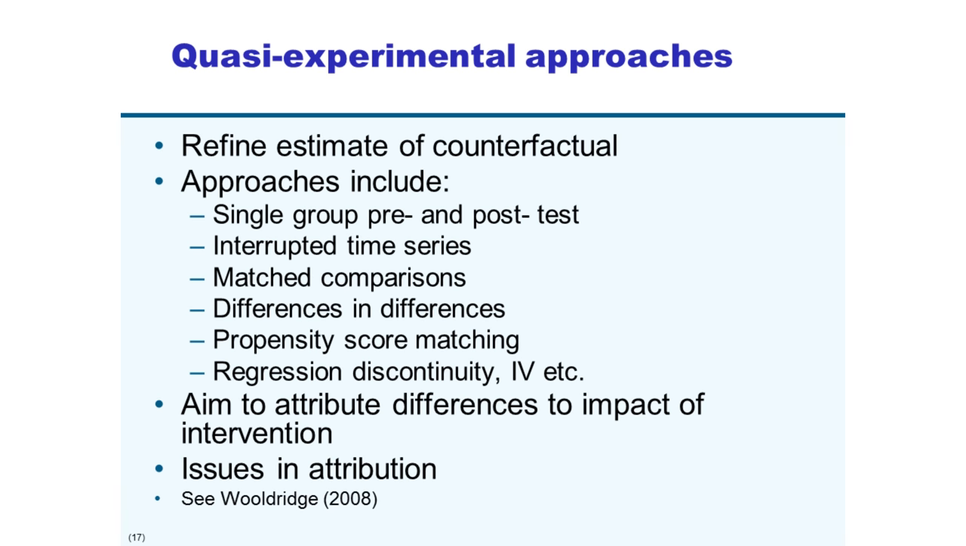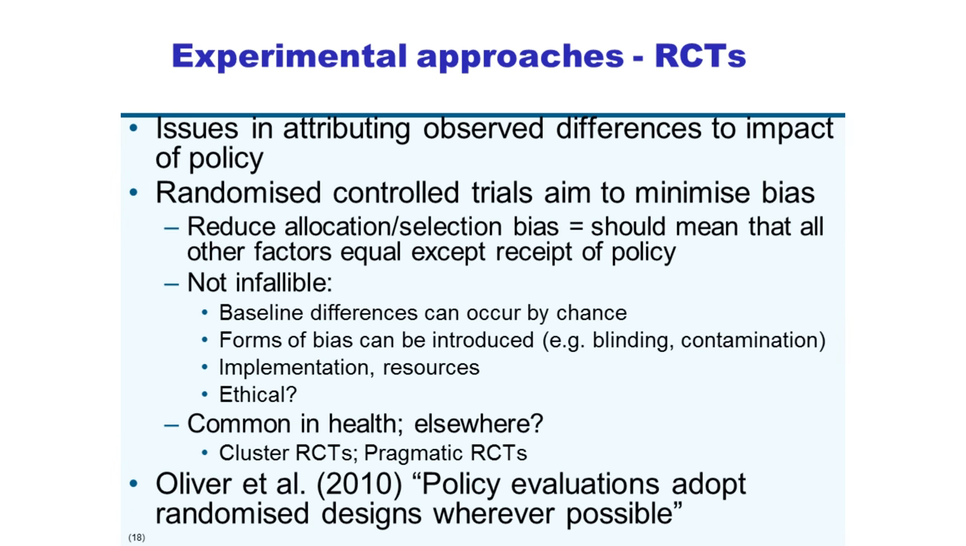There's a lot of different quasi-experimental approaches. I'll leave these now because I've got a couple of minutes, but basically they're trying to refine the estimate of the counterfactual. They're trying to understand and infer causality, and trying to attribute the differences to the impact of the intervention. RCTs are seen as the gold standard in a lot of cases, because the policy is randomised, so we eliminate or reduce the impact of selection bias. They're not necessarily infallible. Forms of bias can be introduced.